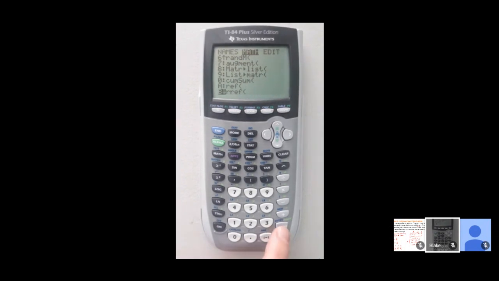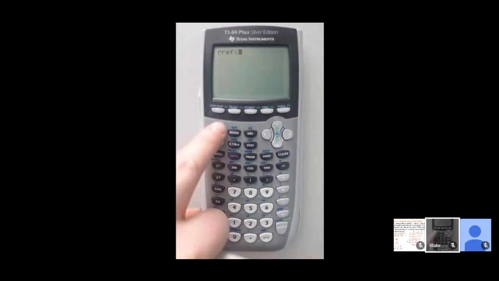Okay, so I'm going to choose RREF. And now it's asking me, well, what matrix do you want to do the reduced row echelon form of? So again, I have to go back to my matrix menu.